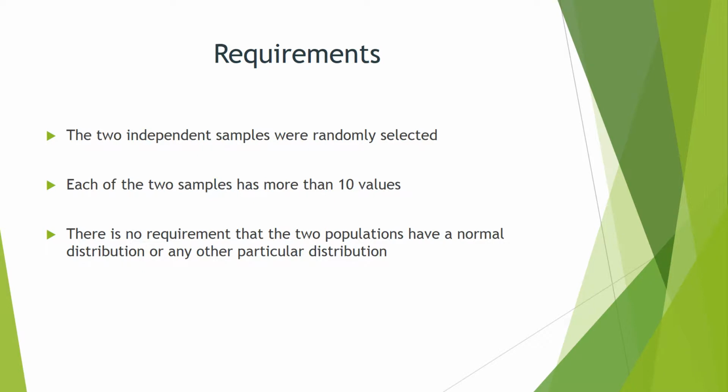The two samples need to be independent and randomly selected. Each sample has to have at least 10 values, and there's no other requirements other than those two. No distribution requirements.